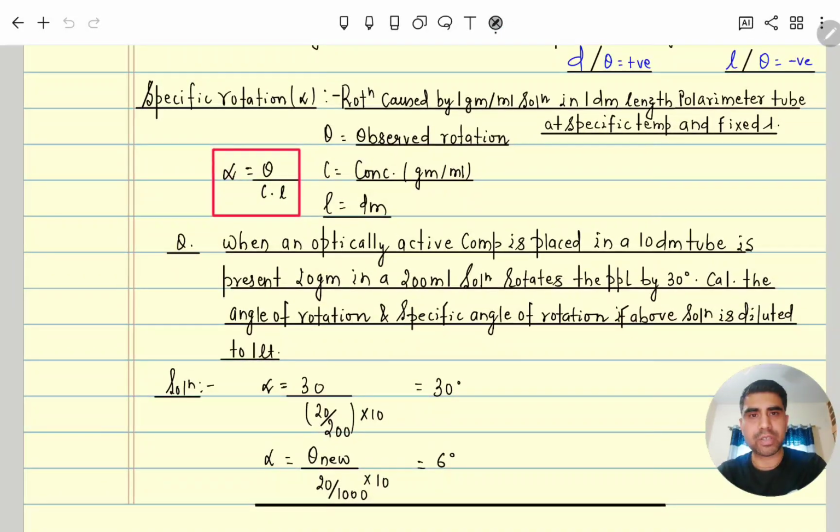So a specific rotation is that rotation caused by 1 gram per ml of organic compound solution, present in 1 decimeter length of the polarimeter tube at a specific temperature and fixed wavelength. So alpha is theta by C into L, where theta is the observed angle on the analyzer, C is the concentration of the solution, and L is the length of the tube. Length is measured in decimeter, and concentration we will take in gram per milliliter.